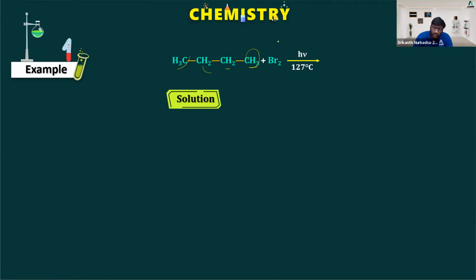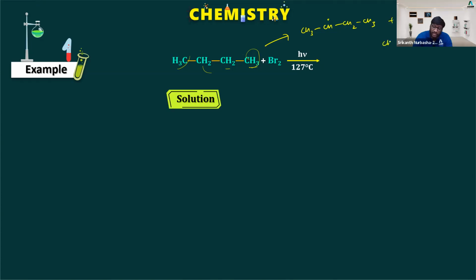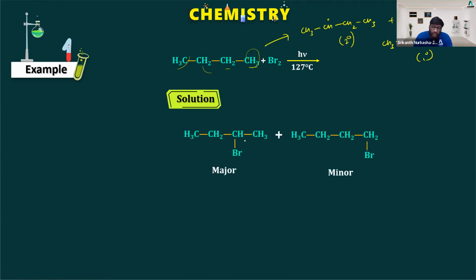If this hydrogen is removed, you will get two types of radicals: CH3, CH dot, CH2, CH3 plus CH3, CH2, CH2, CH2 dot. This is a primary free radical, this is a secondary free radical. Secondary free radical is more stable. Because secondary free radical is more stable, it will form 2-bromobutane as the major product. 2-bromobutane is going to be the major, 1-bromobutane is going to be the minor.